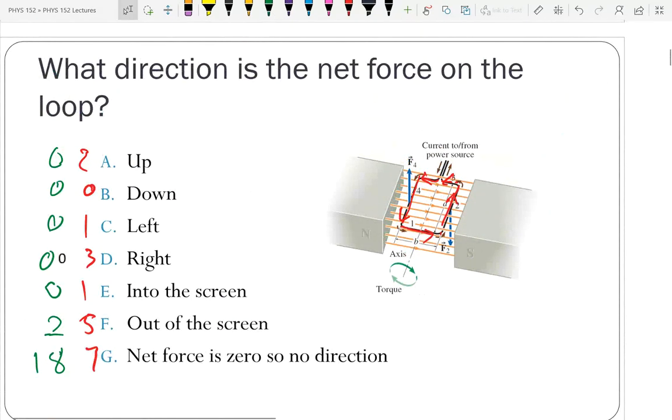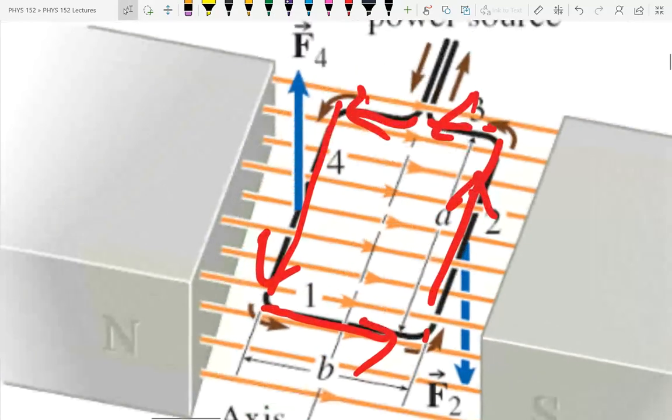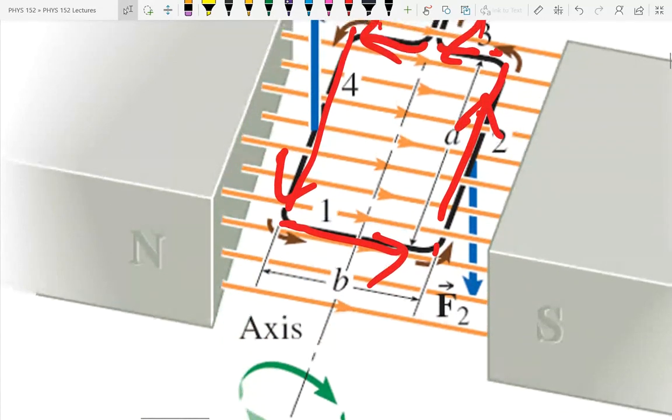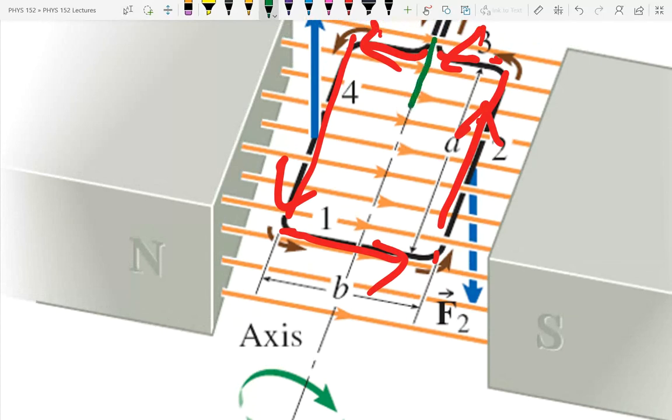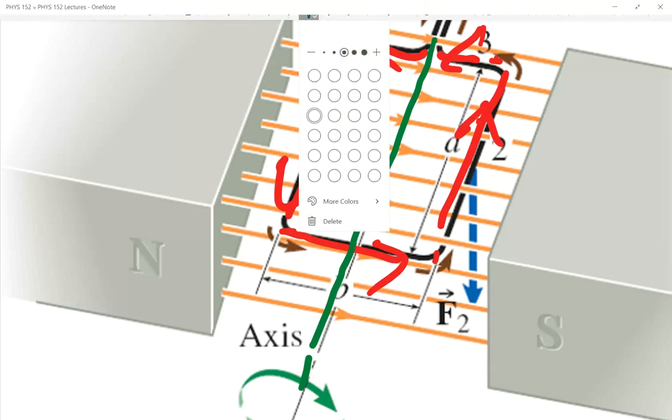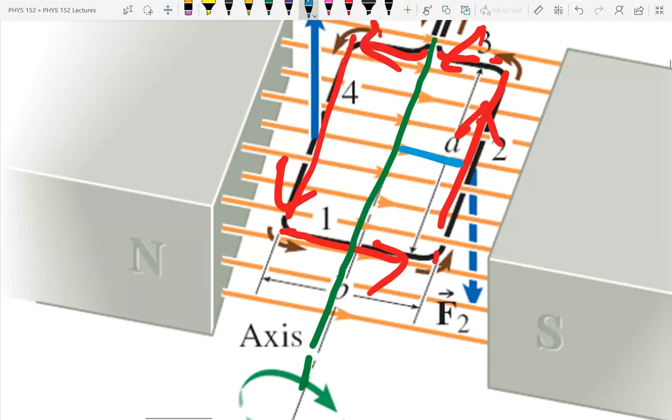So if I come back and look at this, the axis that it's rotating about is shown. I'm going to put it in green. There's the axis it's rotating about. So my R is going to be the perpendicular distance from that axis to where the forces are. So for 2, there's R2 for force 2, and here's R4 for force 4. Now, if we look at these using R cross F, for force, notice I didn't worry about 1 or 3 because the forces were 0.